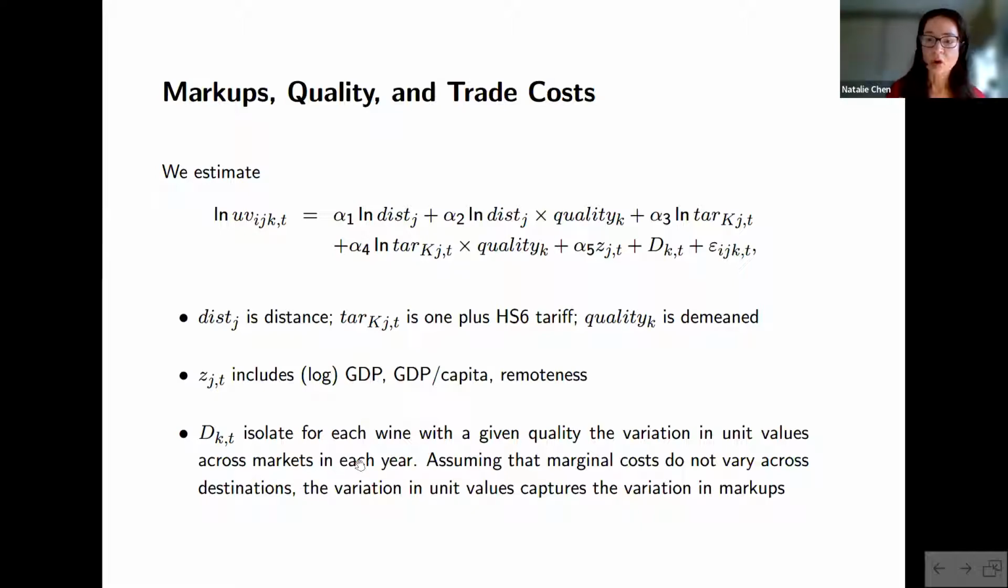So this means that in our sample we only include the wines that are exported to more than one destination in each year. And if we assume that marginal costs do not vary across destinations, the variation in unit values that we identify from running this regression will capture directly the variation in markups across destinations.